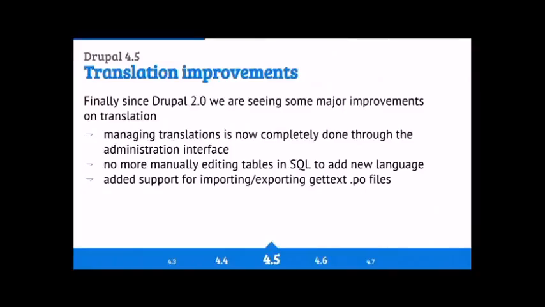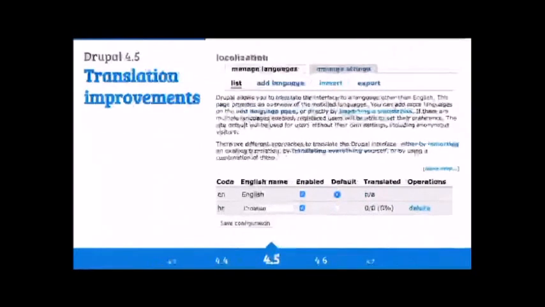And also one big improvement was that finally, since Drupal 2, we are seeing major improvements on the translation. So now you could manage the translations through the user interface. You could start to add languages, you could have multiple languages. There was the language switcher, so now you could really have a multilingual site. It started to support the GetText files, so you can import and export strings for the translation.